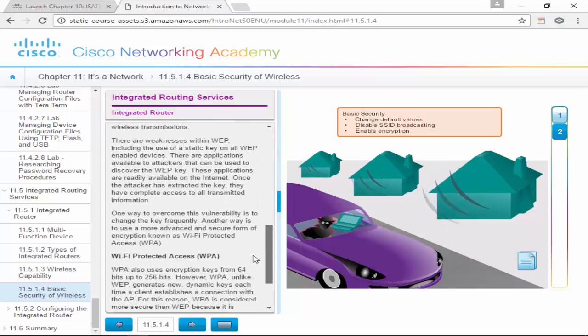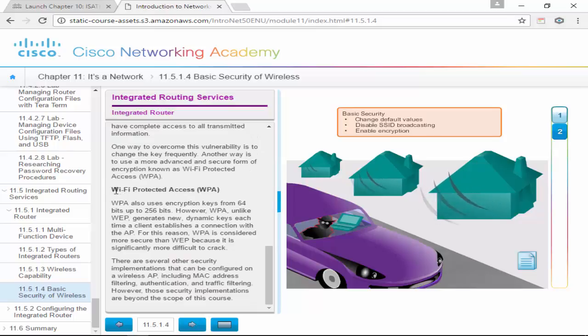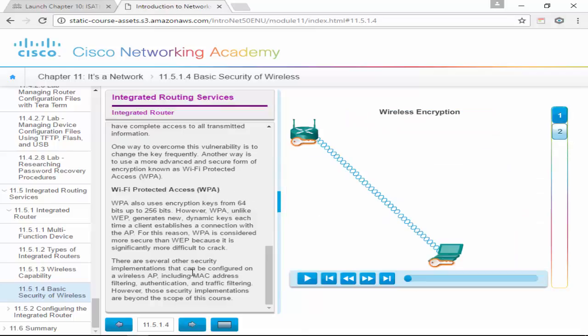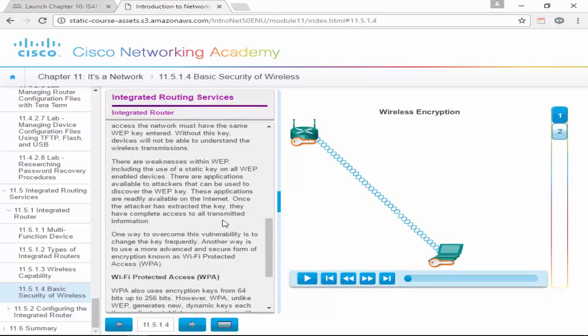It was real popular years ago, but then they went to Wi-Fi Protected Access, WPA. And WPA uses two types of keys, either TKIP or AES, and so it's more secure and it's dynamic. So if you have the choice, you go with WPA. It's more secure than WEP.